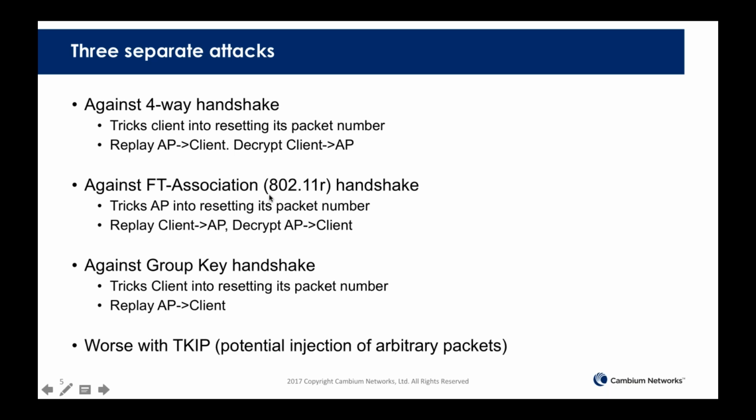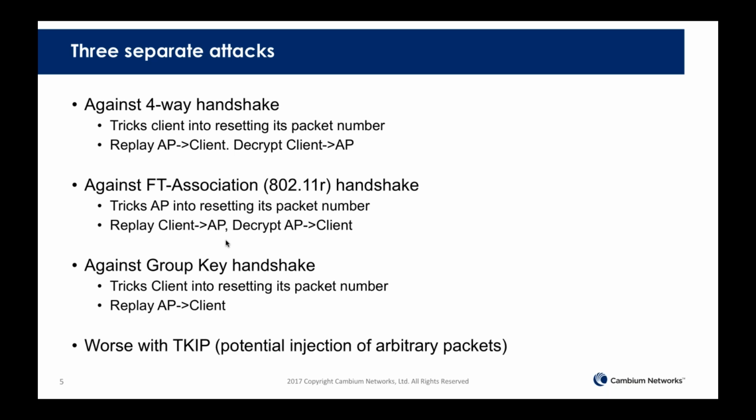Similarly, the FT association, which is the 802.11r handshake, in this case, the attacker can trick the access point into resetting its packet number. And we'll go over some of these packet flows to see how this is achieved in real life. And then lastly, against the group key handshake, where again, it's the client that is tricked into resetting its packet number. There's no decrypt in this case, but this allows the attacker to inject a second packet towards the client.